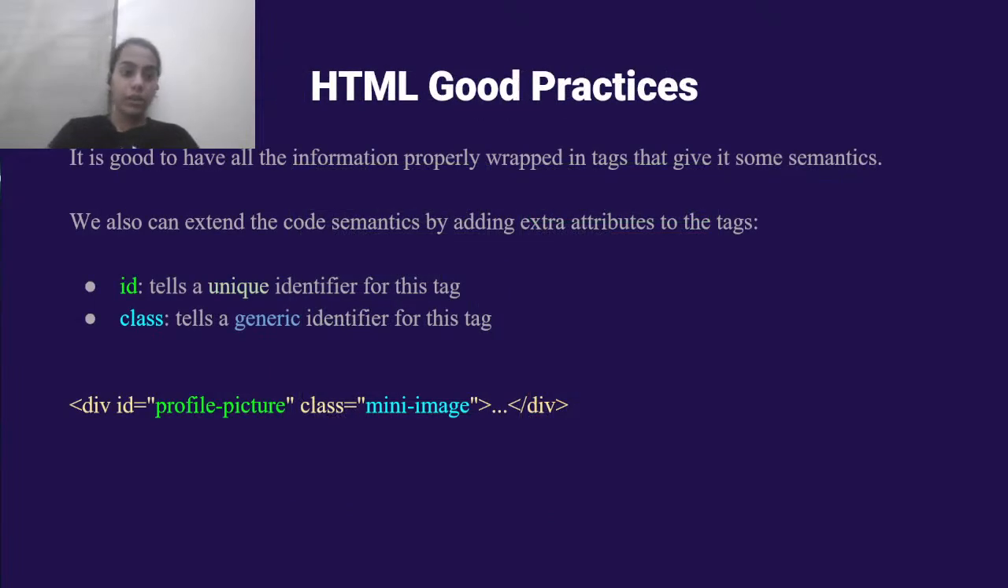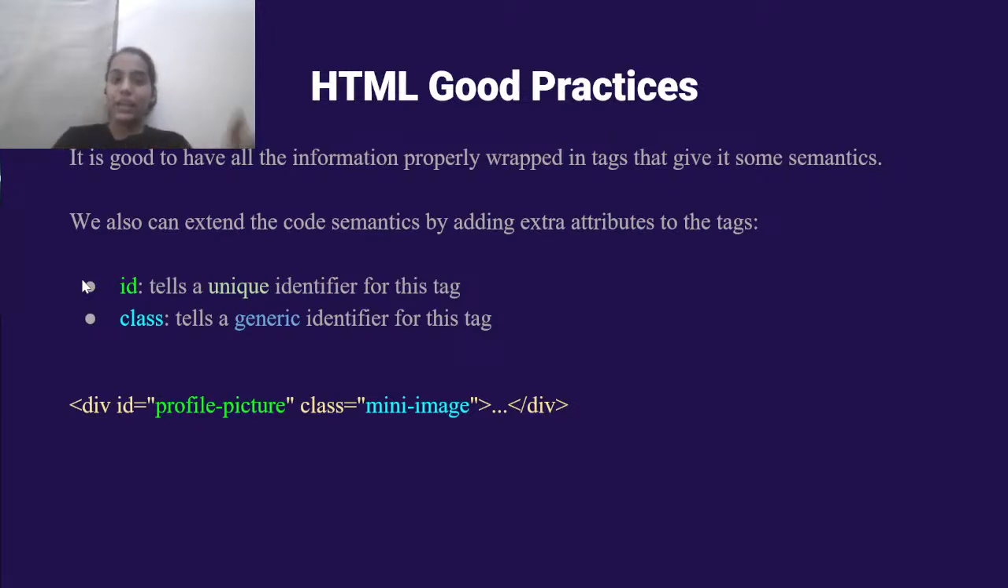Now let's look at some of HTML's good practices that we should follow. So it is very important to have all information properly wrapped in tags, and it should have some sort of semantics. So sometimes people avoid using tags if they want to write some information on the website screen. It is advised that all of your information is stored between an opening tag and a closing tag. We can also extend the code semantics by adding extra attributes to the tags.